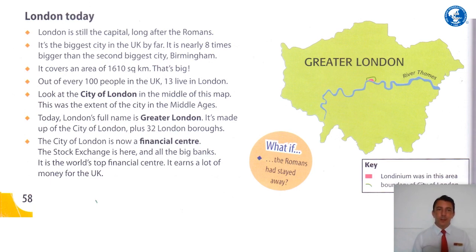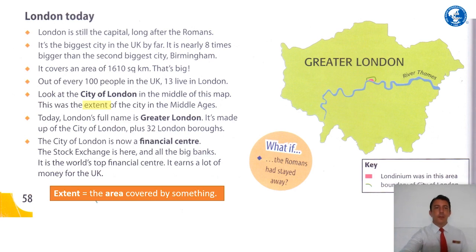So look at the city of London in the middle of this map. This was the extent of the city in the Middle Ages. Today, London's full name is Greater London. It's made up of the City of London plus 32 London boroughs. The City of London is now a financial centre. The stock exchange is here and all the big banks. It's the world's top financial centre. It earns a lot of money for the UK.